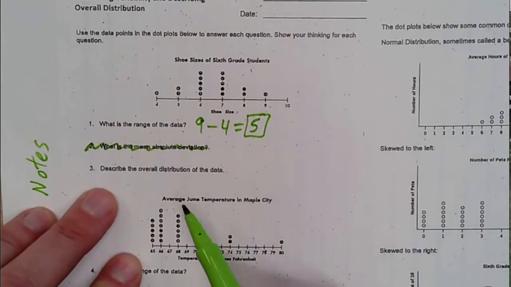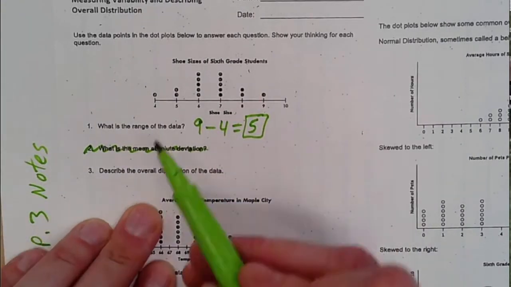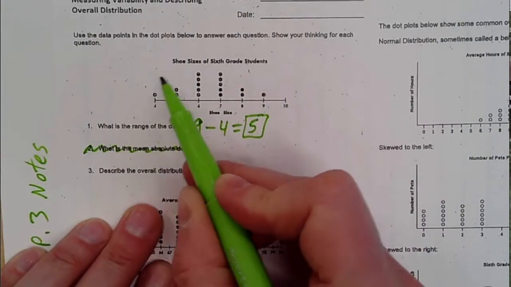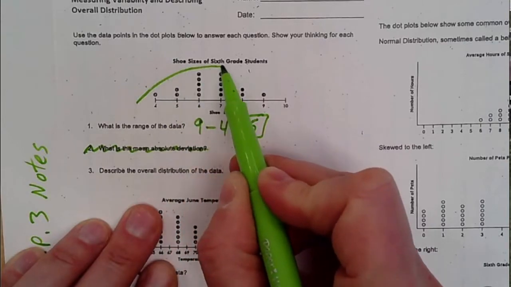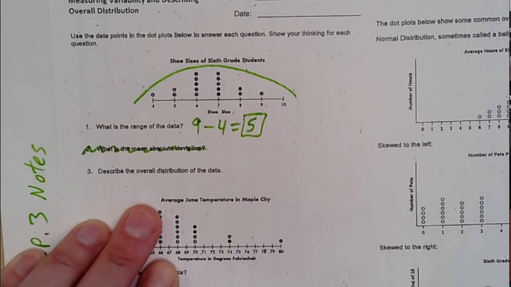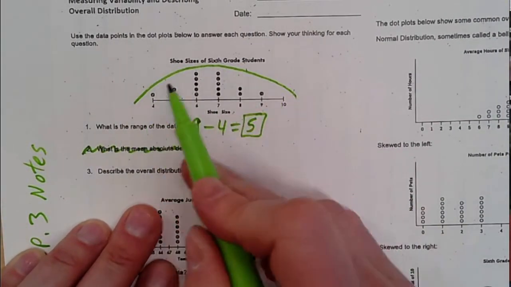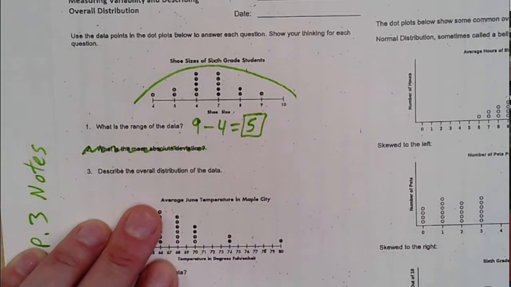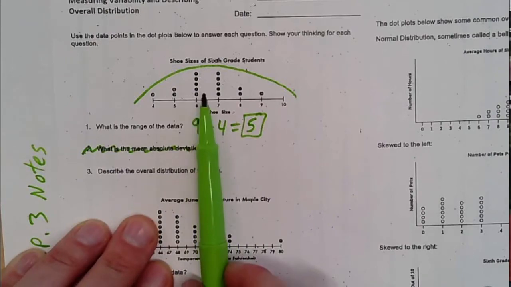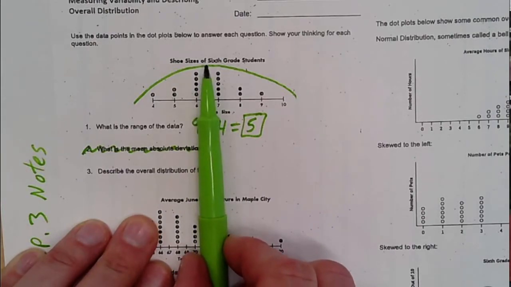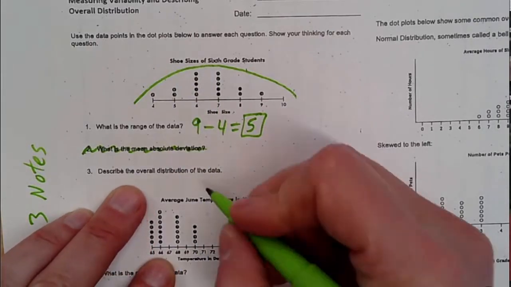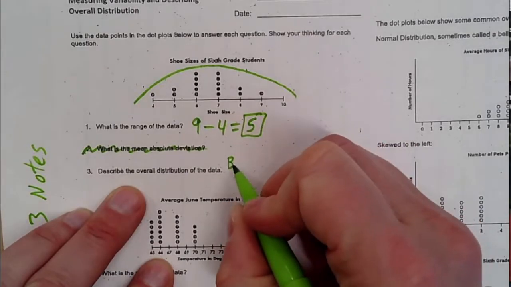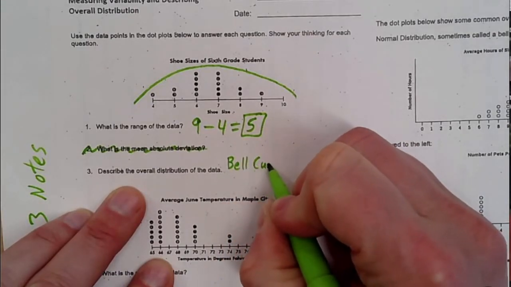Describe the overall distribution of this data. So you're kind of looking at all these dots here. The overall distribution, I'm going to kind of make it look like this. We call that a bell curve. Most of the data is clustered in the middle, so it's normal distribution or symmetrical. In other words, if I were to put my pen right here in the middle, what's on the left of my pen is similar to what's on the right of it. They call that symmetrical.